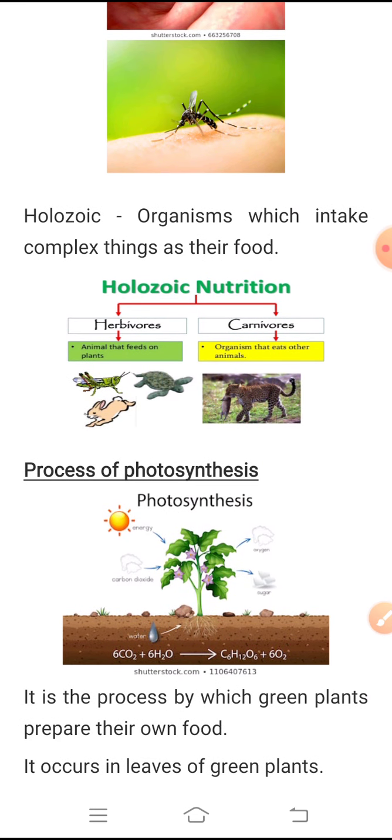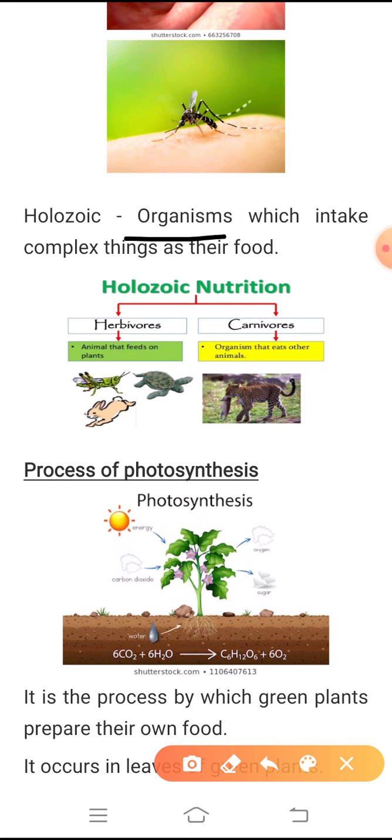So next one is holozoic mode of nutrition. When I talk about holozoic mode of nutrition, here the organisms take in the food. Organisms which take in complex things as their food, for example we human beings, right, we cannot take glucose as a food into our body. In spite, we take complex food into our body, and that complex food gets simplified, right? So that will later become glucose or many other byproducts in our body.